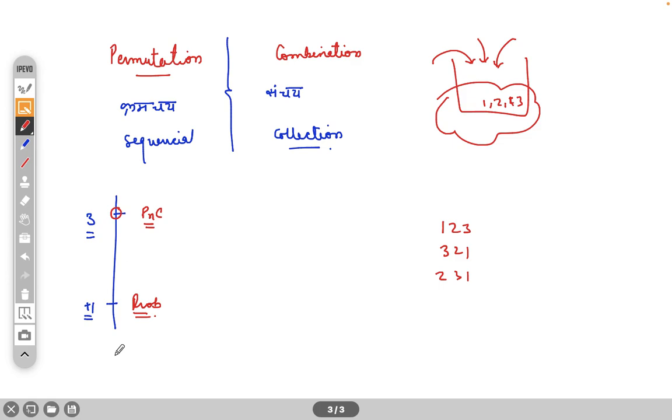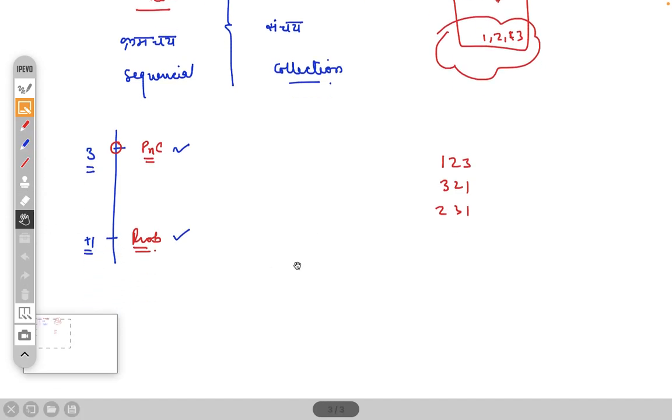Clear? Anyone interested in dosa? Set. Yes, sir. Okay, let's move ahead.